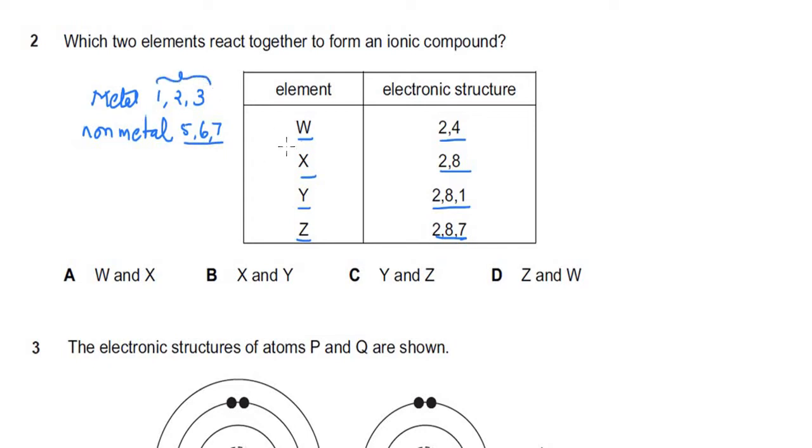Now looking at the structures of these elements, we can see that the electronic structure of W is 2, 4. So rather than gaining or losing electrons, element W will tend to share electrons. Now if you look at the next element X, it has 8 outer shell electrons, that is a noble gas configuration, which will not react. So you are left with Y and Z. So our correct option is C, with Y and Z.